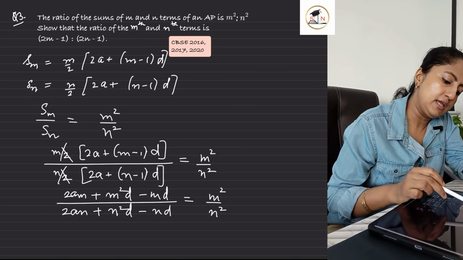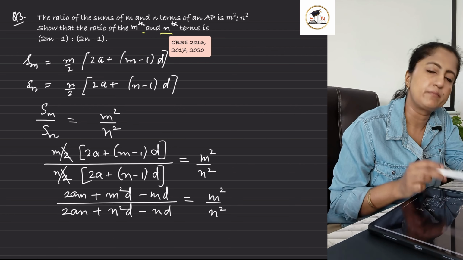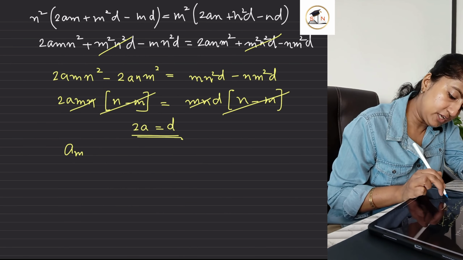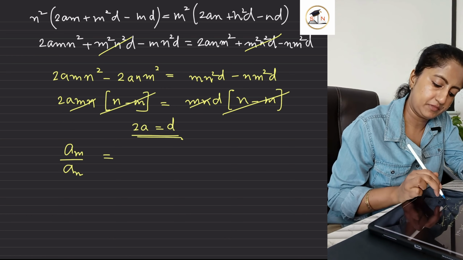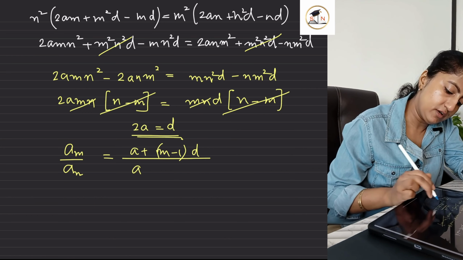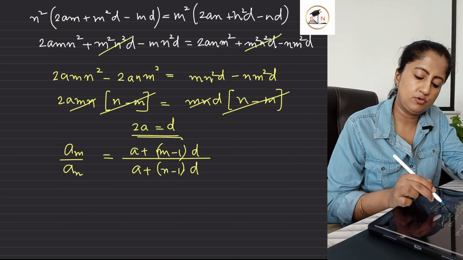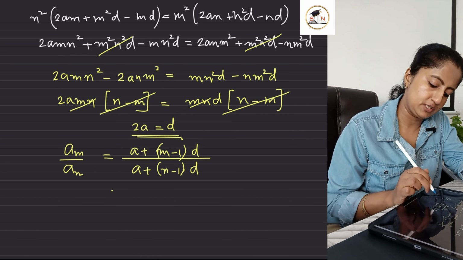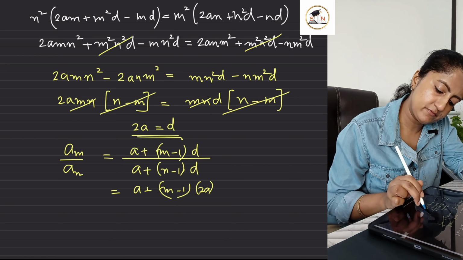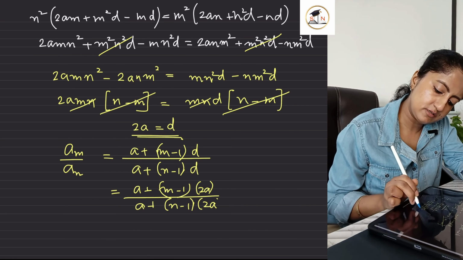Now, what was the question about? They had asked, show that the ratio of the mth and the nth terms is this. Now, what we need to find? We need to find the ratio between the terms. So, we need to find the ratio between the mth and the nth term, which is going to be a plus m minus 1 times d over a plus n minus 1 times d. Now, we know that d equals 2a, so we are going to substitute it. It becomes a plus m minus 1 times 2a whole over a plus n minus 1 times 2a.